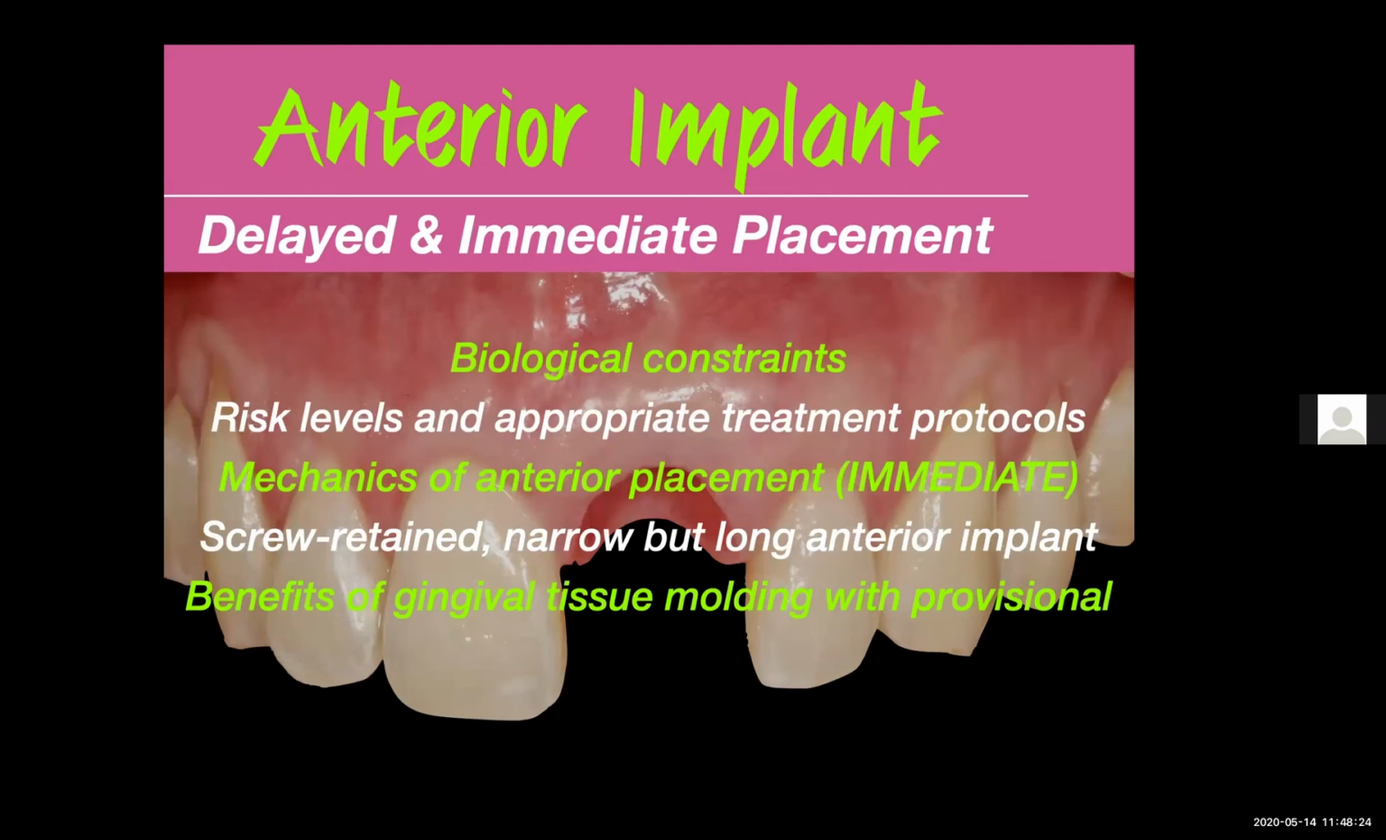And I want to emphasize that we should approach anterior implant placement as a three-dimensional exercise. Our biggest priority is to have screw-retained anterior implant restorations. Also, we need to do the extraction atraumatically so that we can avoid damaging the buccal wall, as well as the interproximal crestal bone. And also remember, in the anterior, you want to select an implant with a smaller diameter but longer length. And lastly, we talked about the benefit of gingival tissue shaping using different types of provisional material, one of which is the patient's own tooth.